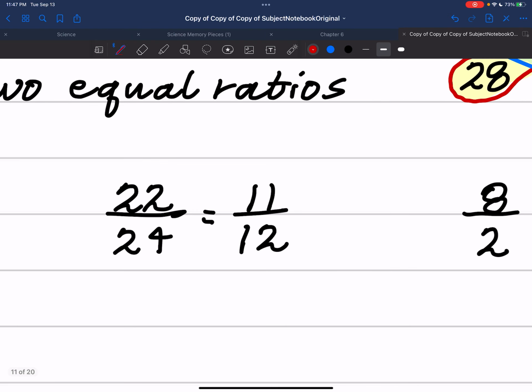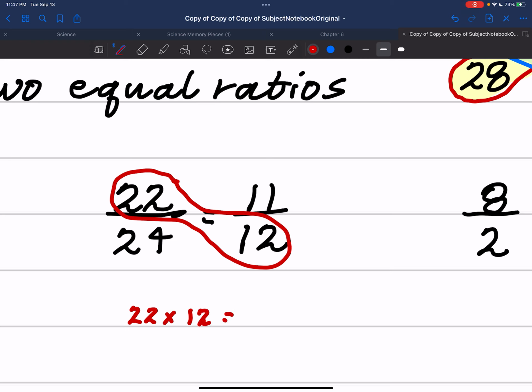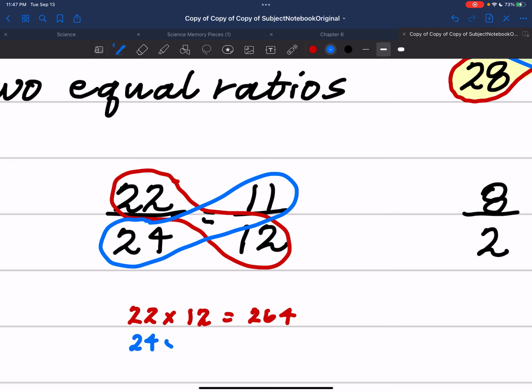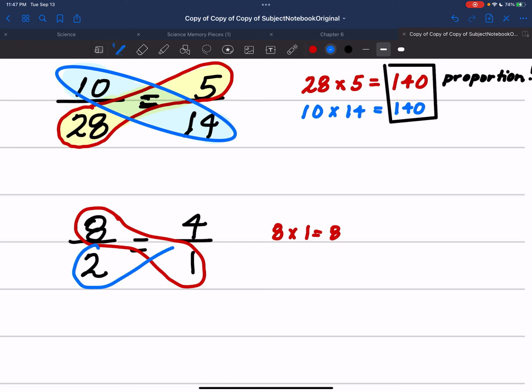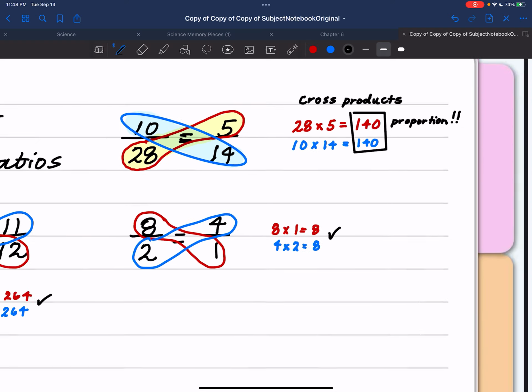This is a big one. We have 22 times 12. And I'll use my calculator. That's 264. Don't hesitate to use the calculator. I would rather you use the calculator than make a mistake on the math. 24 times 11 is 264. So even though that's a huge set of numbers, that is a proportion. And then this one, we can probably do this one in our heads. If not, use your calculator. 8 times 1 is 8. And then 4 times 2 is 8. Cross products are equal. You do have a proportion.